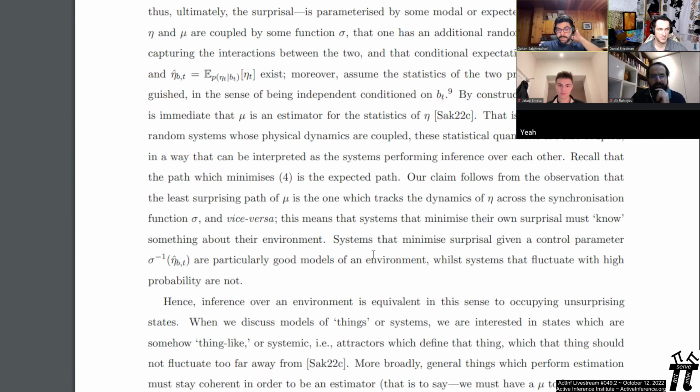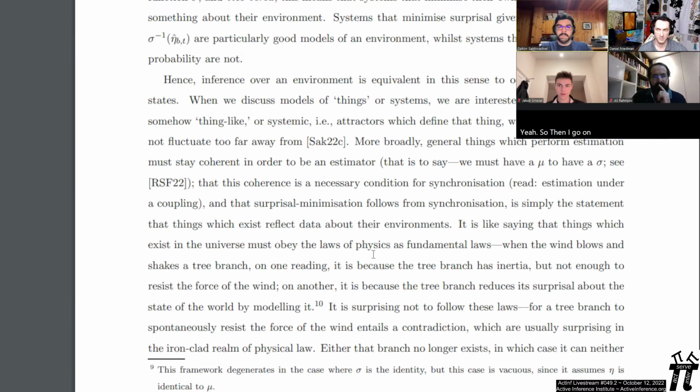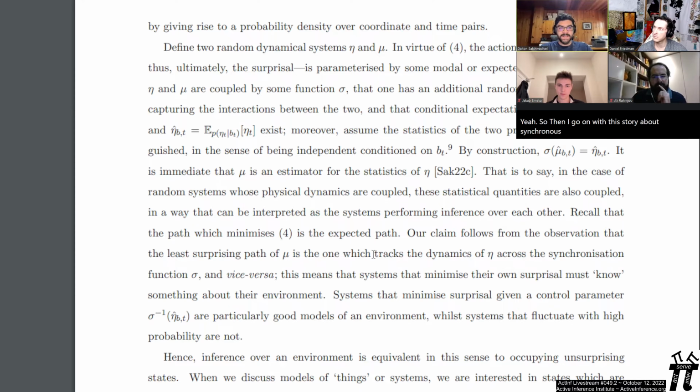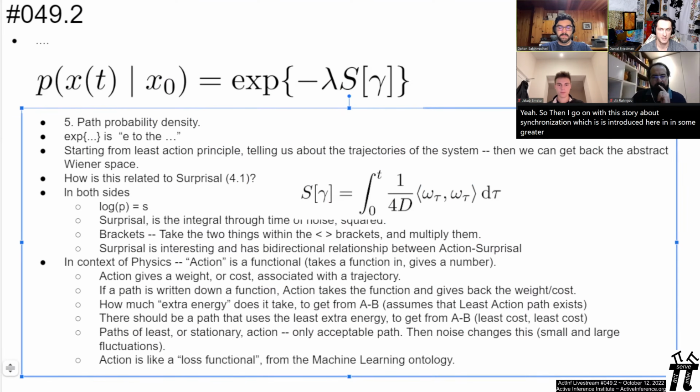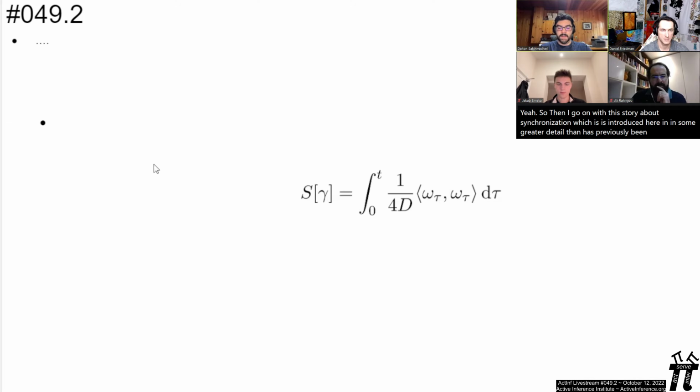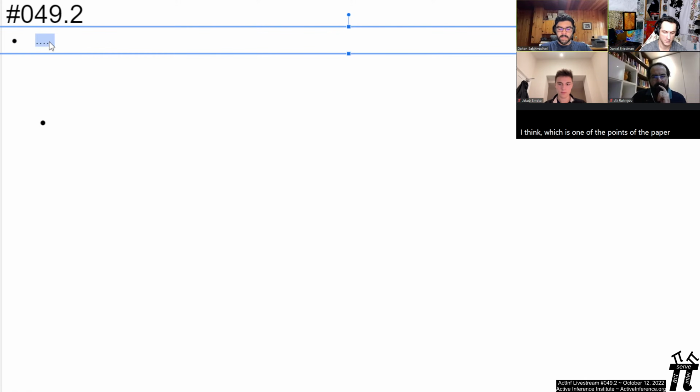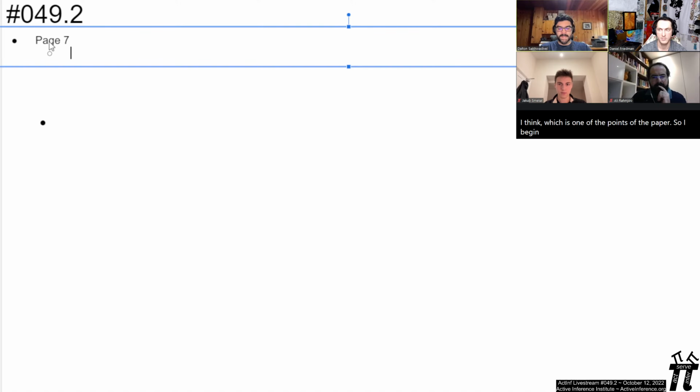Yeah, so then I go on with this story about synchronization, which is introduced here in some greater detail than has previously been done, I think, which is one of the points of the paper. So I begin by saying, okay, let's take two random dynamical systems, which I call eta and mu. This is kind of, well, it's not kind of, it is an abuse of types. So just be aware when you're reading this, eta and mu are states of the random dynamical system.